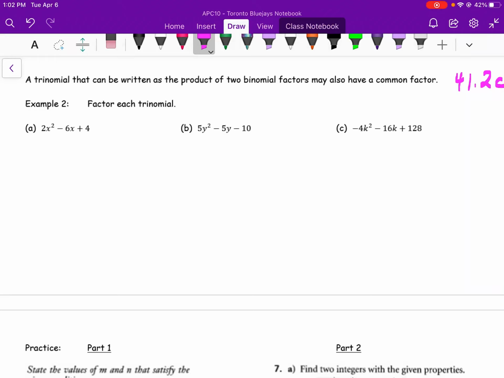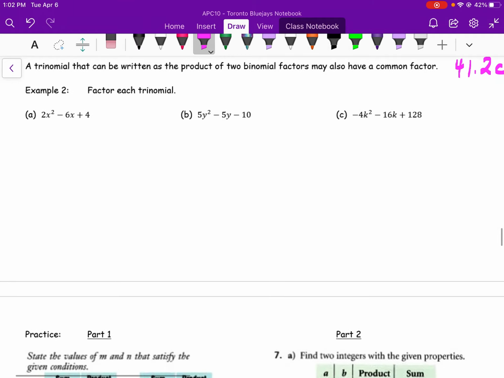So with this next video, we are going to be taught the important lesson of trying to do whatever is easiest first. Whenever you're confronted with a factoring situation, you should always ask yourself, is there a common factor that I can factor out? So, a trinomial that can be written as a product of two binomial factors may also have a common factor. Fair enough.